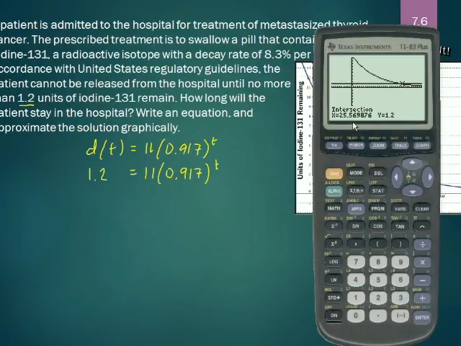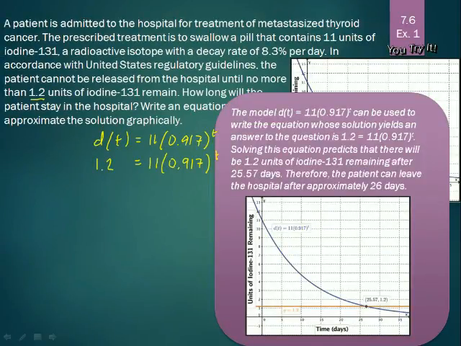Let's go ahead and summarize. The model d of t equals 11 times 917 thousandths to the t can be used to write the equation whose solution yields an answer to the question, which is 1 2/10 equals 11 times 917 thousandths to the t. Solving this equation predicts that there will be 1 2/10 units of iodine 131 remaining after 25 and 57 hundredths days. Therefore, the patient can leave the hospital after approximately 26 days.